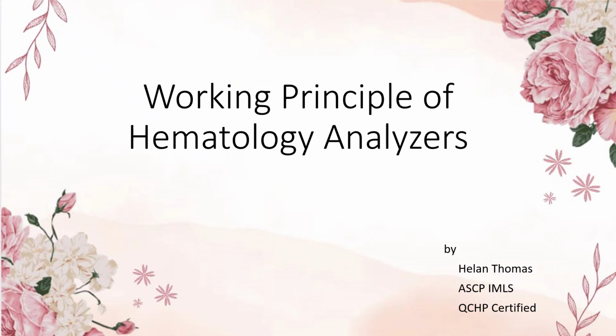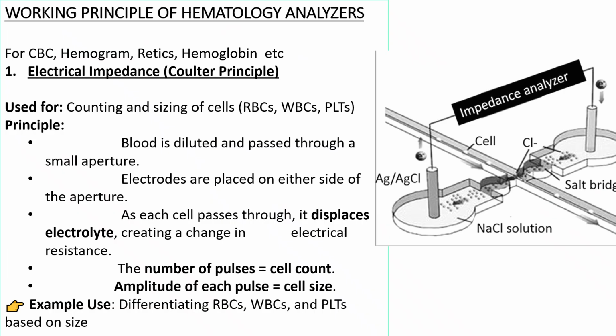Let's learn the working principle of hematology analyzers. Hematology analyzers can be used for CBC, hemogram, retics, hemoglobin, etc. The electrical impedance or Coulter principle could be used for counting and sizing of the cells.